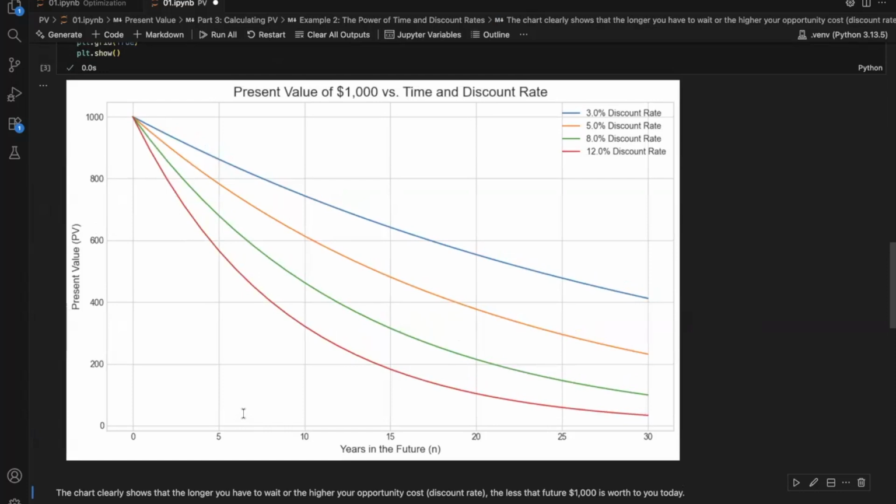Now look at this chart. The blue line at the top is a low 3% discount rate. After 30 years, the $1,000 is still worth over $400. But look at the red line, a 12% discount rate. Just after 10 years, the present value is already less than $350. And by 30 years, it's worth less than $50. This powerfully shows that the longer you have to wait and the higher your opportunity cost, the less future money is worth to you today.